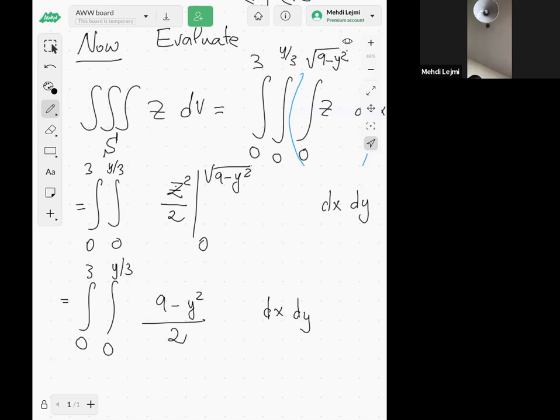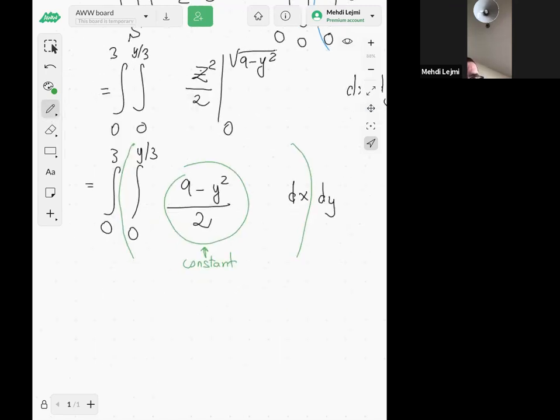Now we have to integrate with respect to x, right? So this whole thing here is just constant. Okay. So the integral would be the constant times x. So here's the integral from 0 to 3 of the constant, which is 9 minus y squared over 2, times x. Okay, and this is evaluated between 0 and y over 3, and then dy.